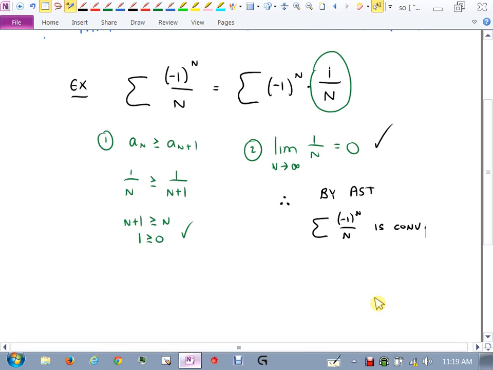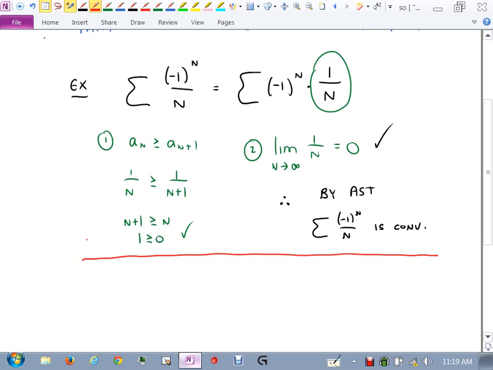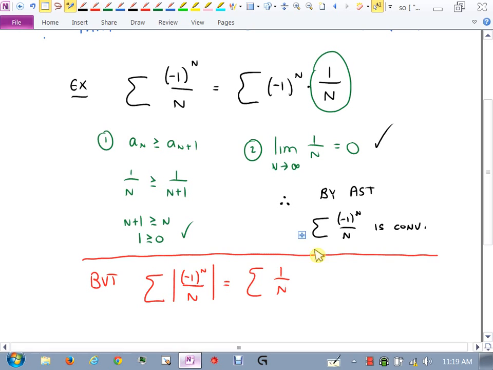Now, is it absolutely convergent? So how do we check the absolute convergence? Take the absolute value. The sum of the absolute value of that series, or the sequence inside, is just 1 over n, isn't it? That's just 1 over n. And that's harmonic, right? It's the harmonic series, a p series with p being 1, right? That's what that is. What happens to the harmonic series? Diverges.